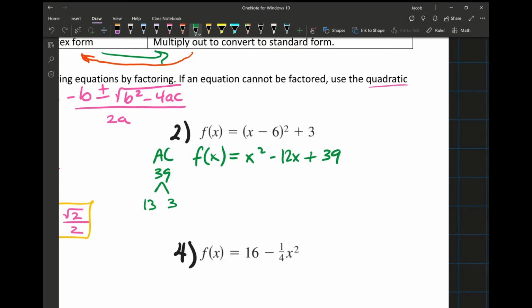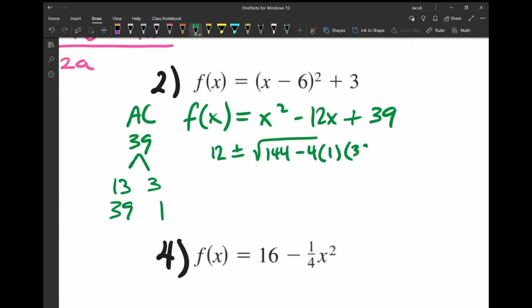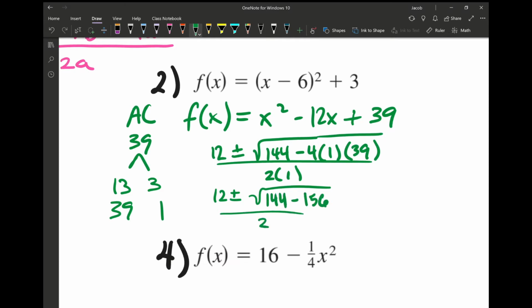Ooh, it looks bad, because 13 and 3 are both prime, and 39 and 1 are not going to work either. So we'll also have to put this one through the quadratic formula. Alright, so already we have a tough situation here. In the radical, we're going to have a negative number, so there is no real solution.